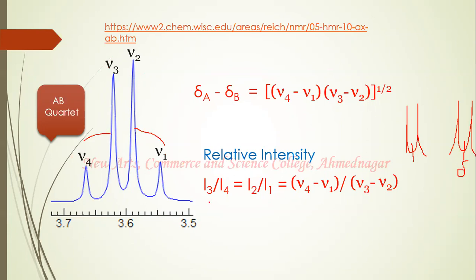And the relative intensity can be obtained by this: I3 upon I2 is equal to I2 upon I1. So the ratio of the inner and outer line intensities is given by mu4 minus mu1 upon mu3 minus mu2. These mu values are expressed in hertz and not in ppm. And then the line intensities or the chemical shift values can be calculated from these formulas.